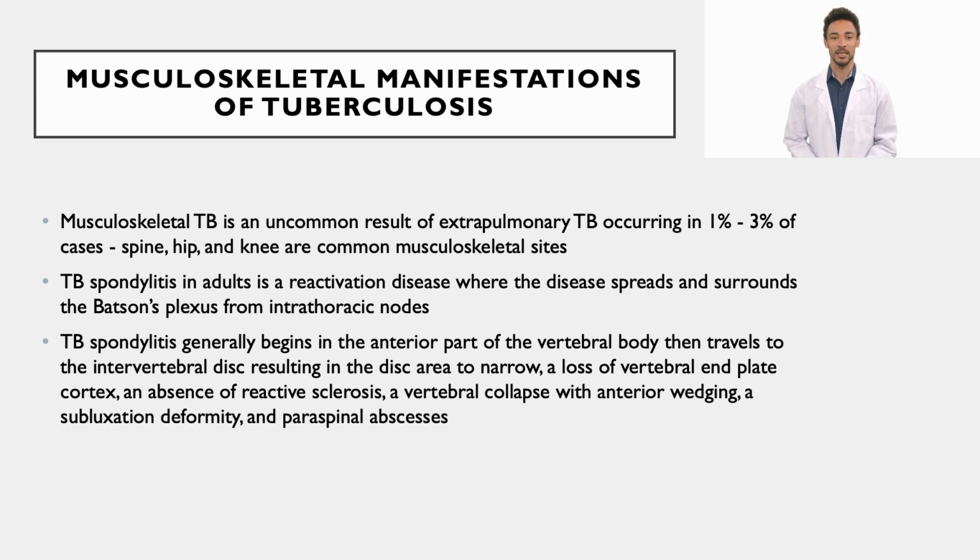TB spondylitis in adults represents a reactivation disease, spreading and surrounding the Batson's plexus from intrathoracic nodes. This condition typically begins in the anterior part of the vertebral body, progressing to the intervertebral disc, leading to narrowing of the disc area, loss of vertebral end plate cortex, vertebral collapse, anterior wedging, subluxation deformity, and paraspinal abscesses.